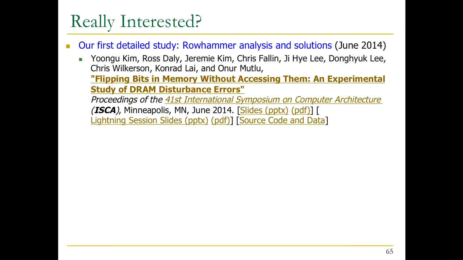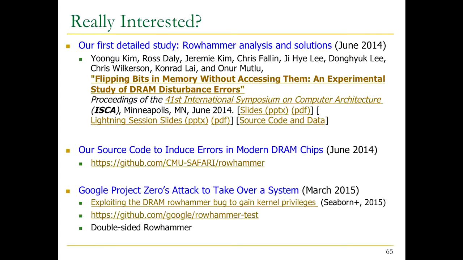If you're really interested, this is the paper where we discussed Rowhammer the first time. This is our source code. This is Google's source code and attack, so you can look at that. Google's source code is actually very interesting because it does double-sided Rowhammer. Instead of single-sided Rowhammer, it hammers a victim row from both sides.